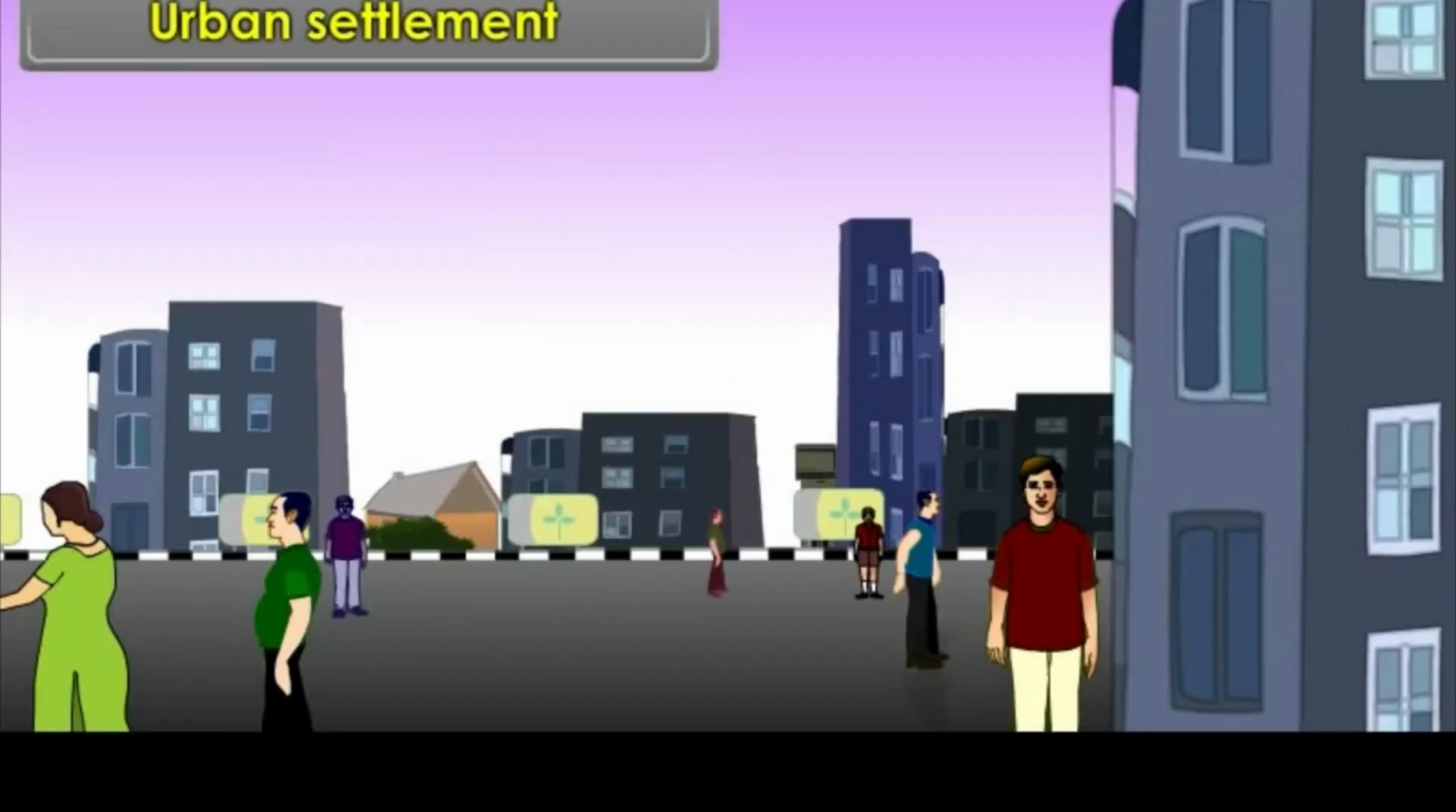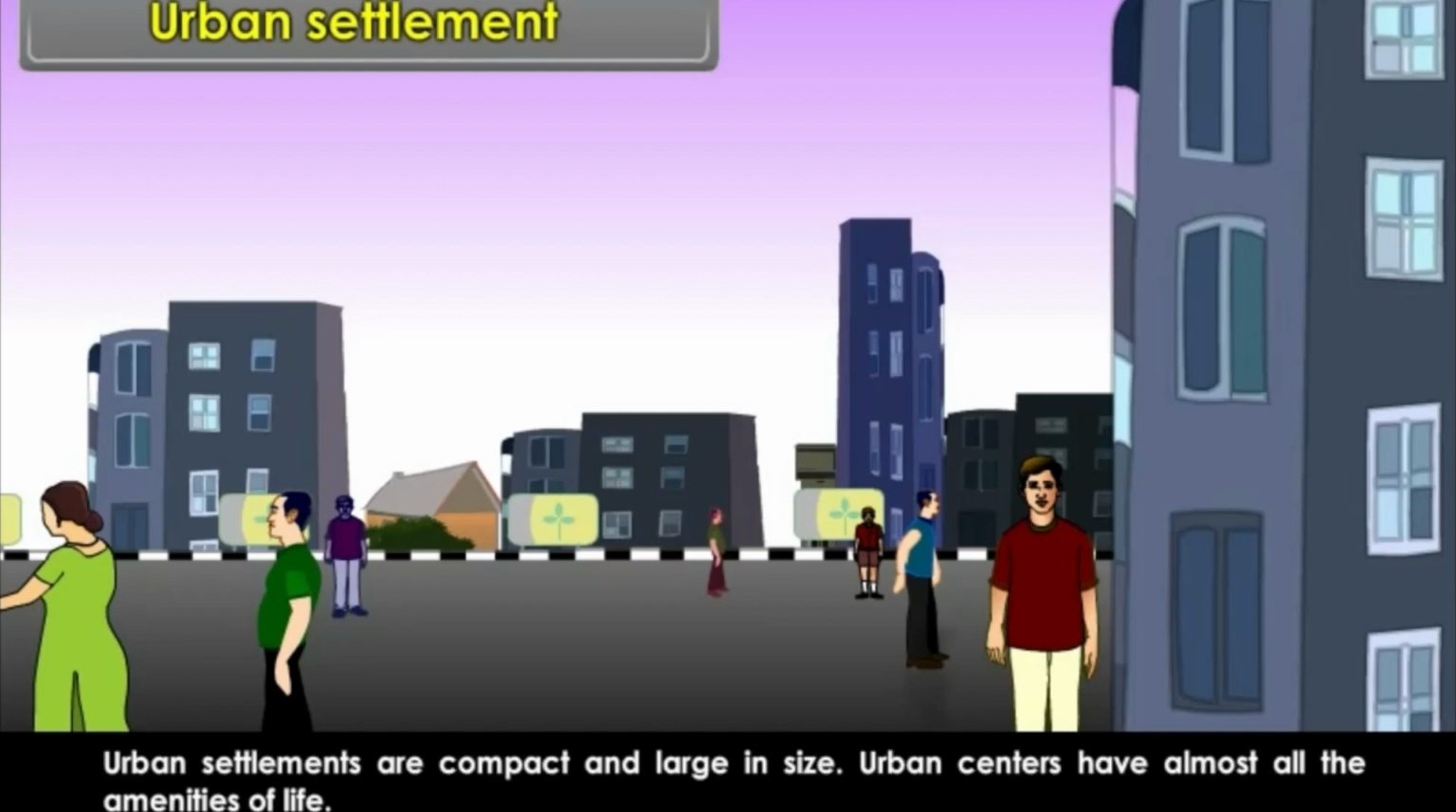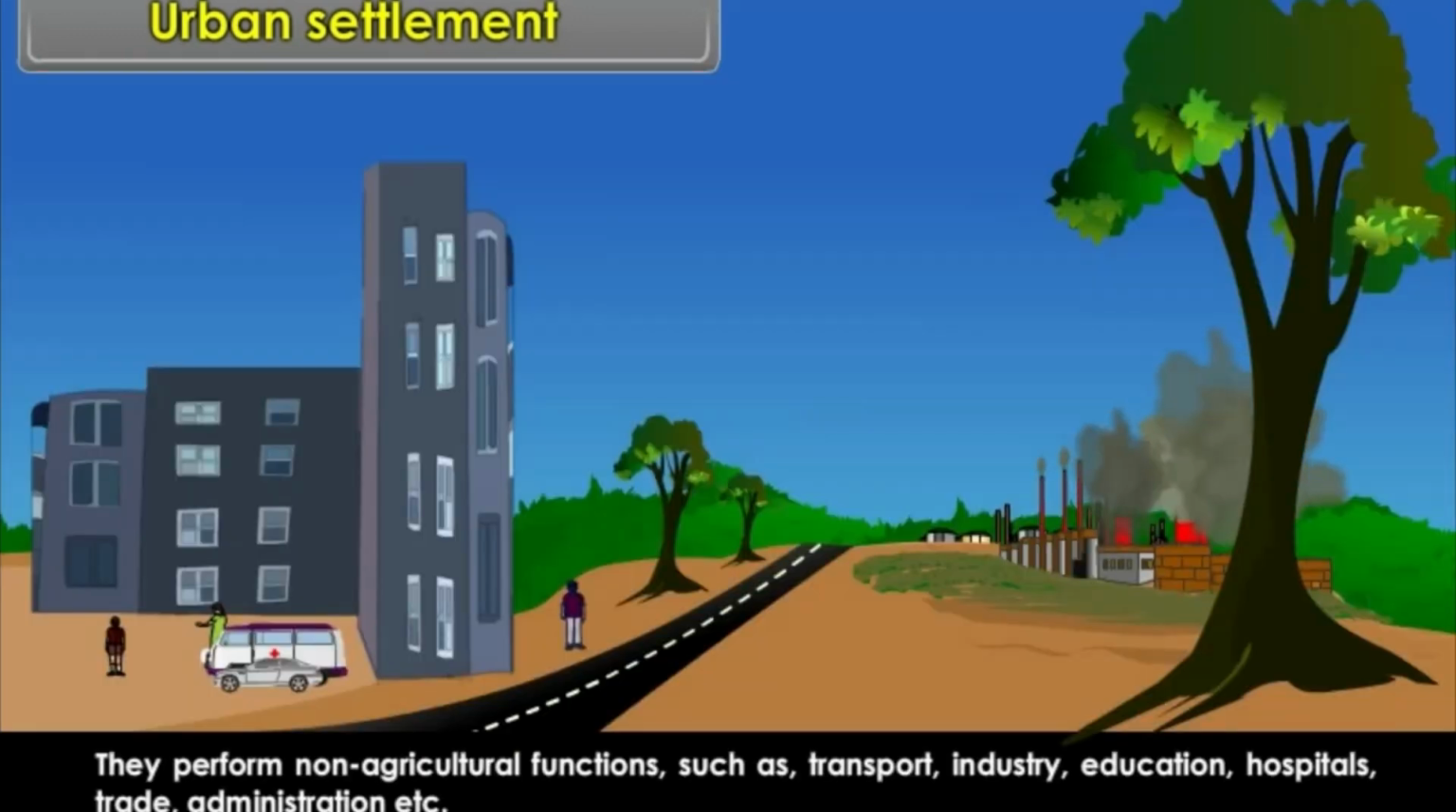Urban settlement. An urban settlement has a large number of people engaged in secondary or tertiary occupations like trade, transportation, industry, etc. Urban settlements are compact and large in size. Urban centers have almost all the amenities of life. They perform non-agricultural functions such as transport, industry, education, hospitals, trade, administration, etc.